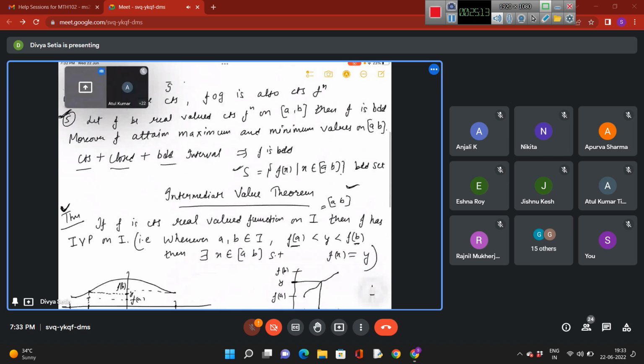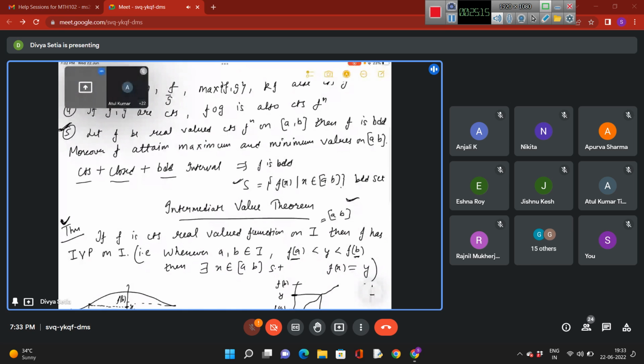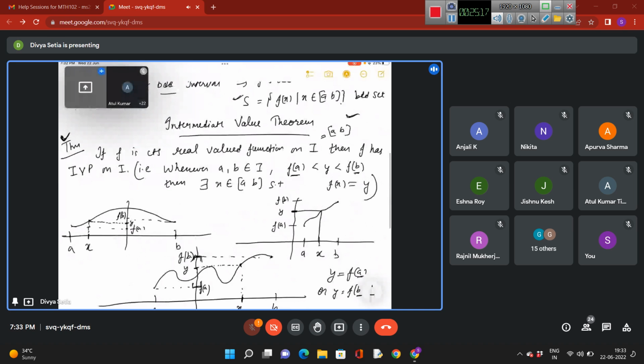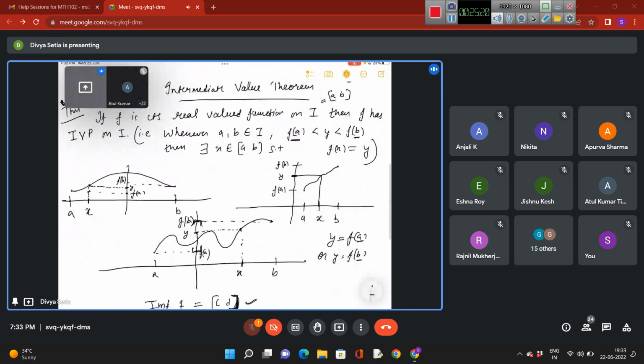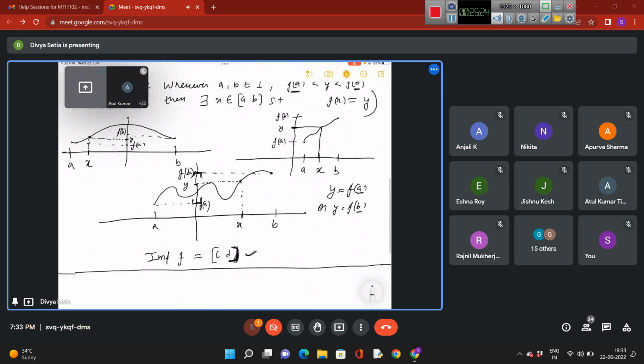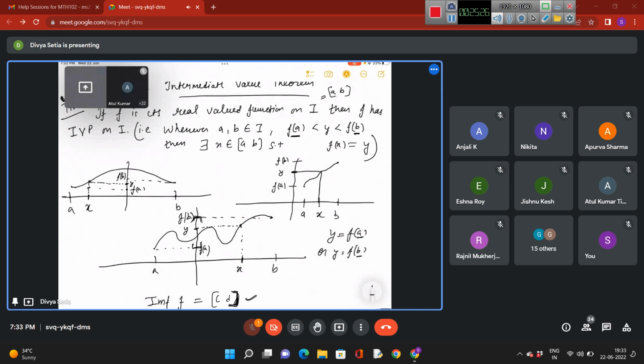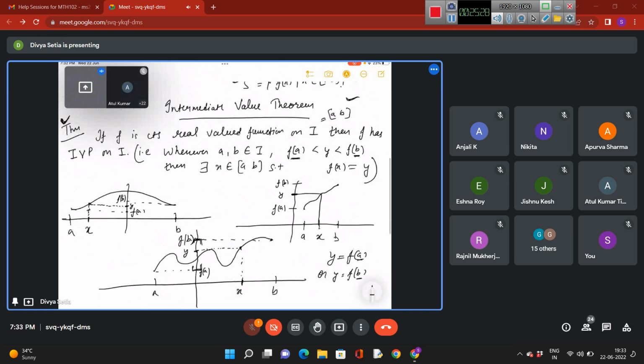These two theorems just imply that the image is bounded and each and every value lying between f of a and f of b will be attained. Fine. So the theorem says if you have any value lying between f of a and f of b, it should be attained. It should have some pre-image.